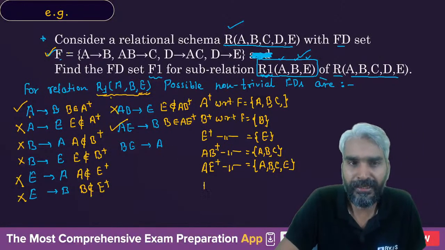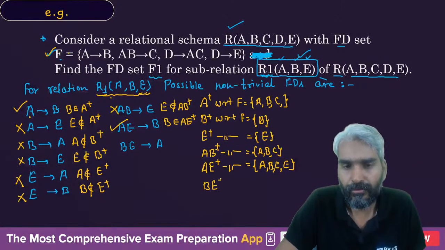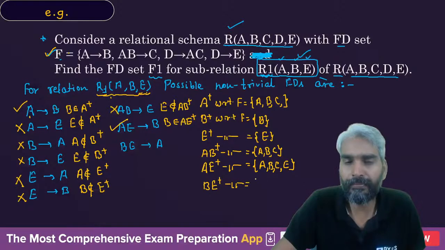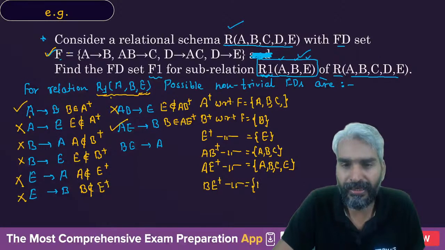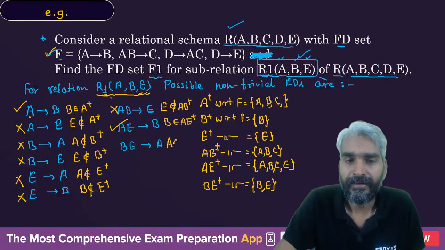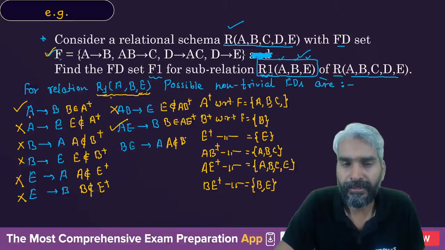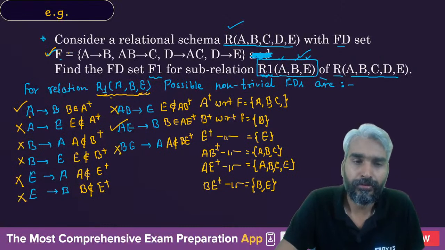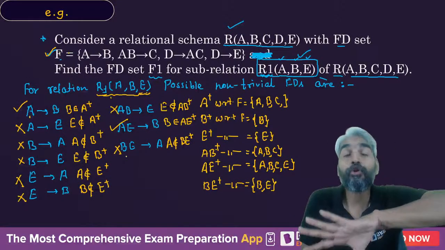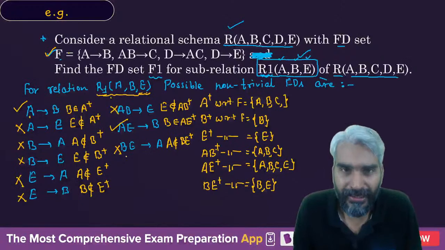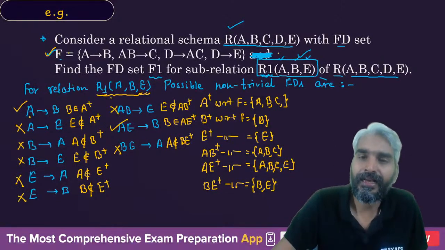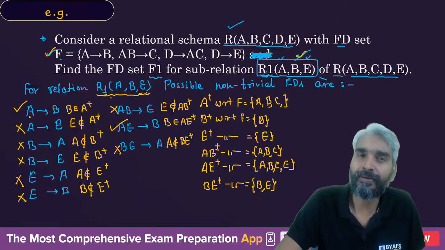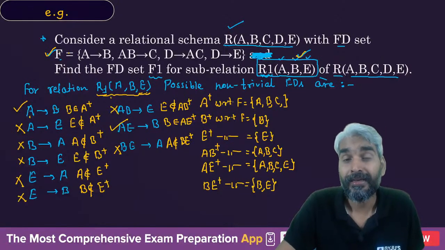The last one is BE closure with respect to F. What will be BE closure? B does not determine anything. E does not determine anything. Therefore, A does not belong to BE closure. So I have just given an example of what you can do. By doing this, given a subrelation, you will first try to obtain what are the possible non-trivial FDs that may be present in that subrelation.